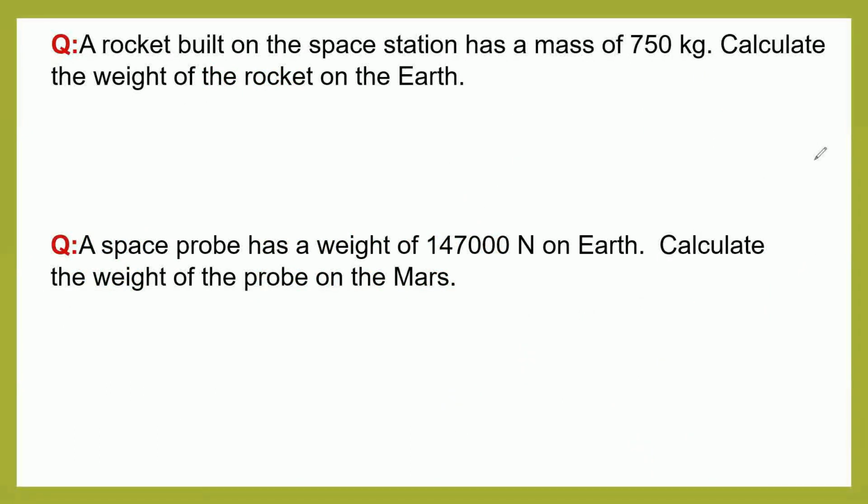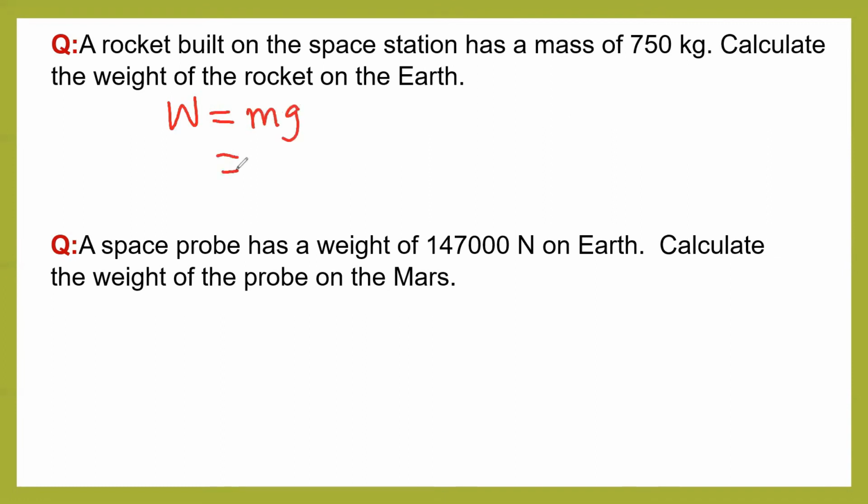Practice 2 more questions by calculation, not by multiple choice. So here, a rocket built on the space station has a mass of 750 kilogram. Calculate the weight of the rocket on the Earth. So the formula for the weight is W equals mg.